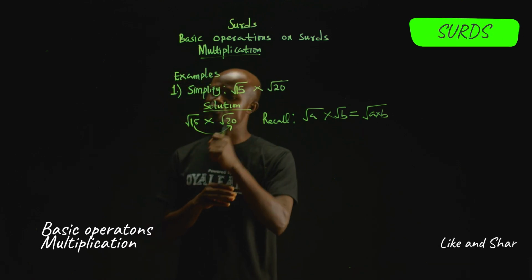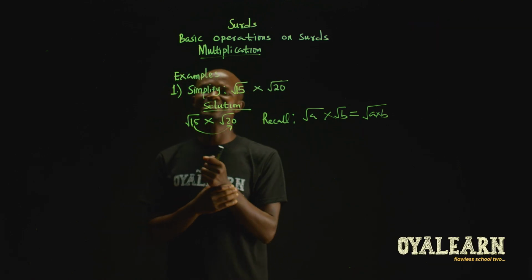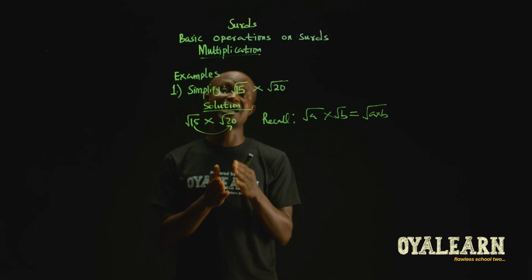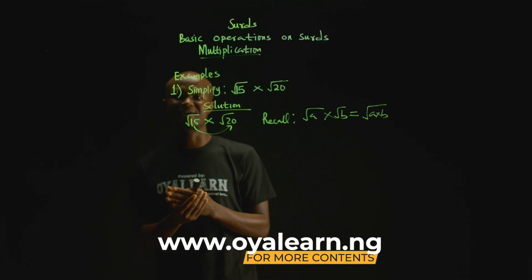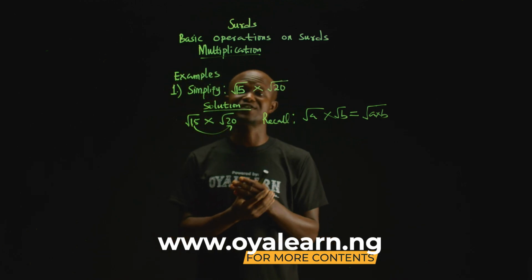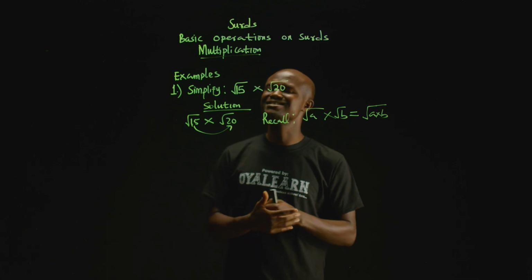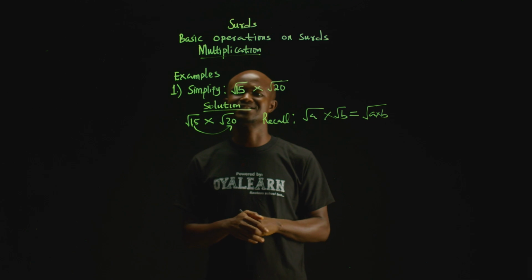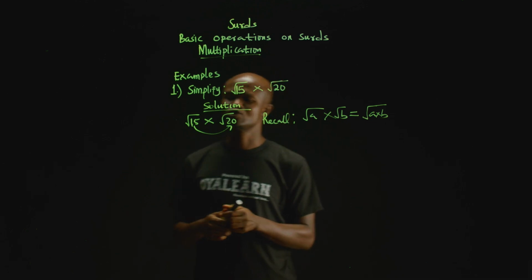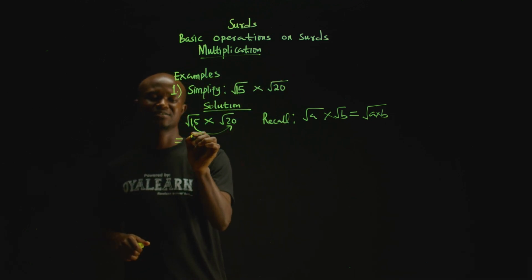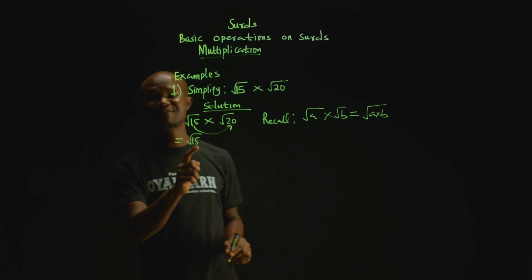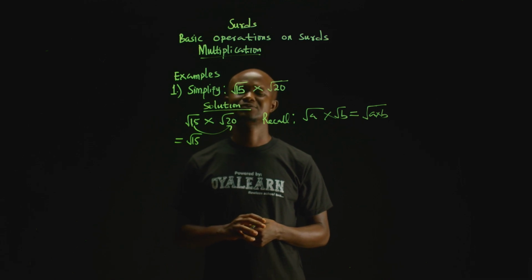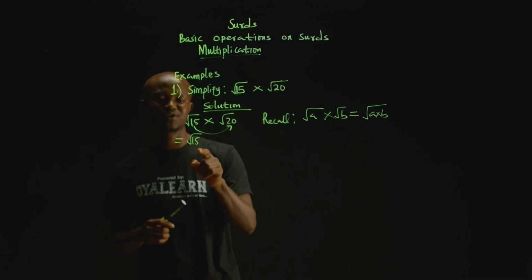Like for example, now we have 20. And 20 is a number that contains a perfect square. 20 is not a perfect square, but it contains a perfect square number. And what is the highest perfect square number we can have in 20? That is 4. So we can simplify this 20. But the highest perfect square we can have in 15 is still 1, and we are not interested in 1. So this root 15 will remain the same.